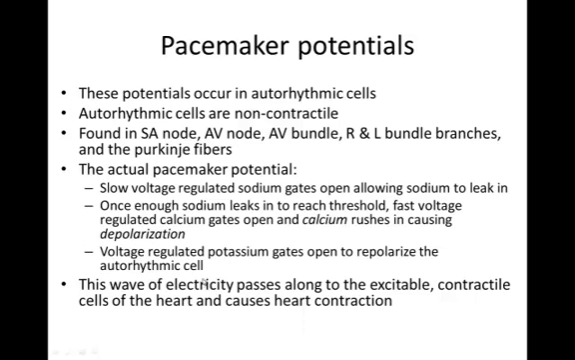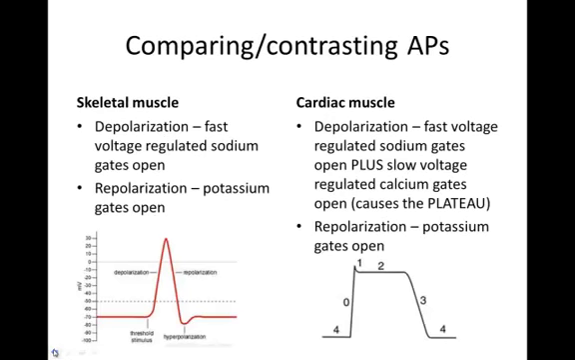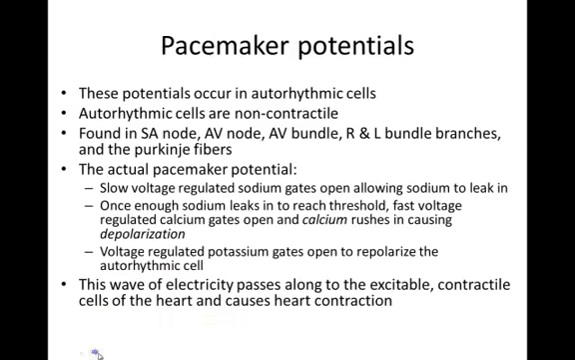Then the wave of electricity that was just created by those autorhythmic cells is passed along to excitable contractile cells of the heart, and that causes the heart to contract. This wave of electricity causes those contractile cells to create action potentials like this along their membranes. And then these action potentials along their membranes lead those cells, the cardiac muscle cells, to contract. It's all very fun learning all this good stuff.